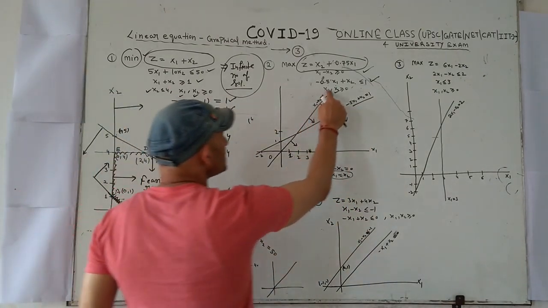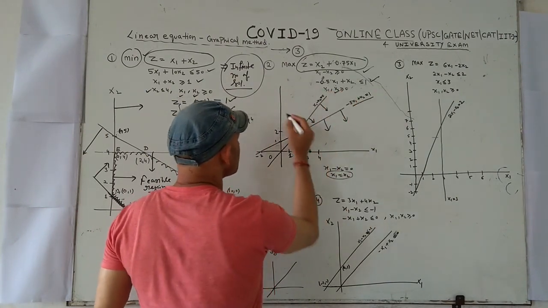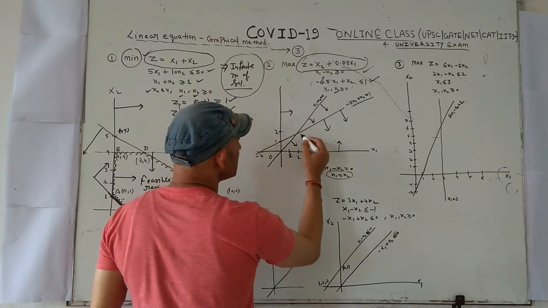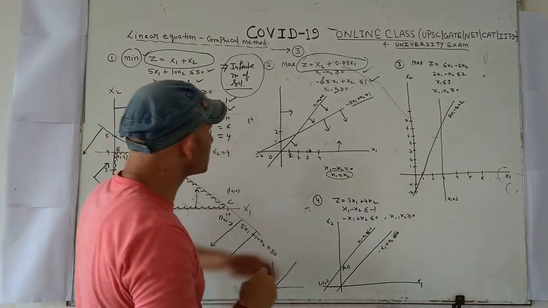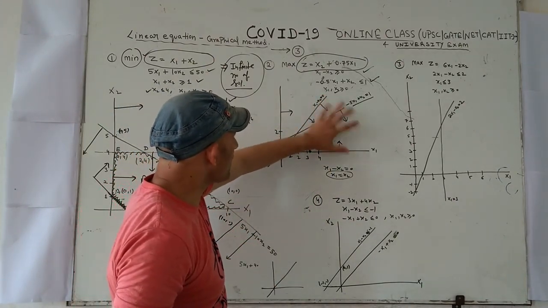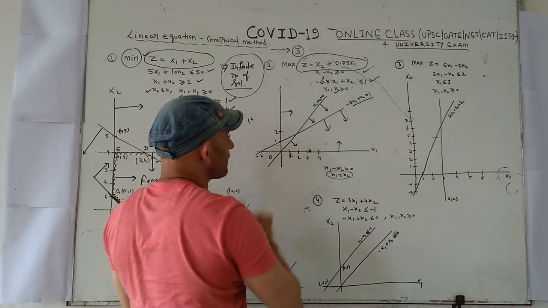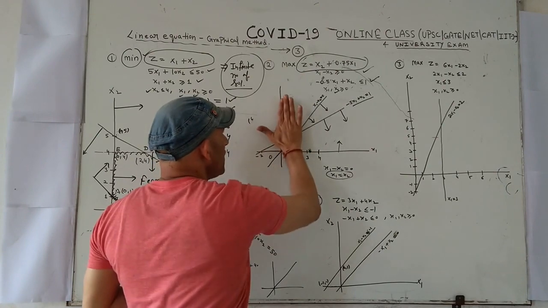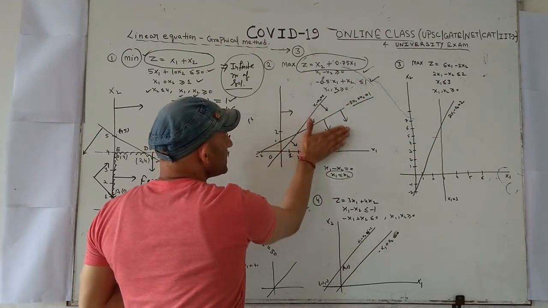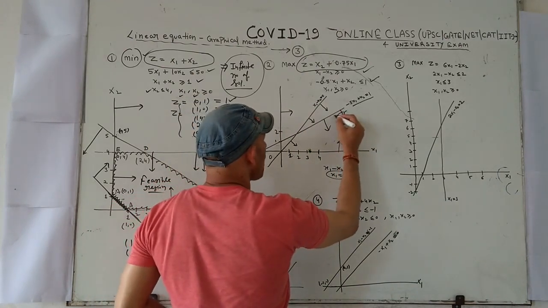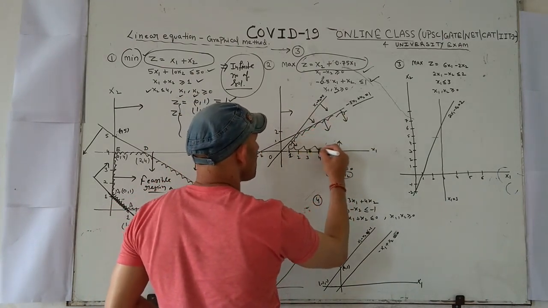Okay, and x1 and x2 are greater than 0. This is greater than 0, this is greater than 0. So you have this region. You know that the common region is this. For each line there are infinite number of points. So this is the common region.